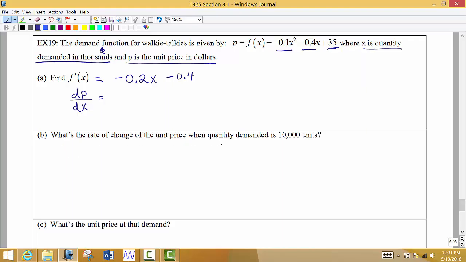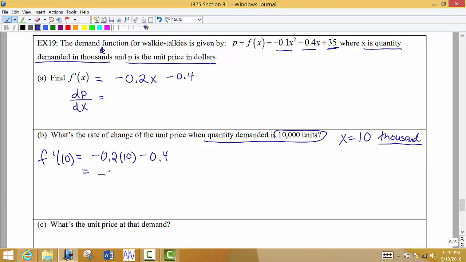It says, what is the rate of change of the unit price when the quantity demanded is 10,000 units? Something we want to be careful about is that x represents quantity already in thousands. So when the quantity demanded is 10,000 units, you want to say x is equal to how many thousand. You need to be able to write the word thousand after the x value that you plug in. So I'm not going to plug 10,000 into my derivative in place of x. I'm going to plug in 10, which represents that many thousands.